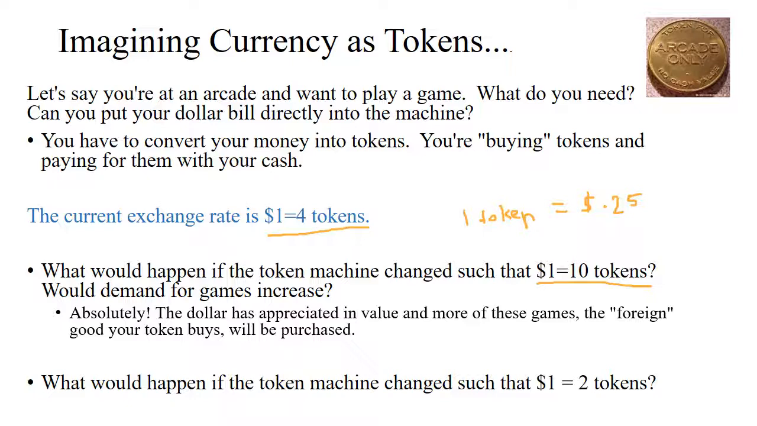Now, if exchange rates changed again and $1 buys 2 tokens, now, do you want to play as many games? Probably not. Your demand for tokens would decrease because now they're all individually more expensive. So other currencies, global currencies, function the same way. And how much $1 buys in a foreign currency impacts Americans' desires to buy goods and services from that country or to buy assets from that country.